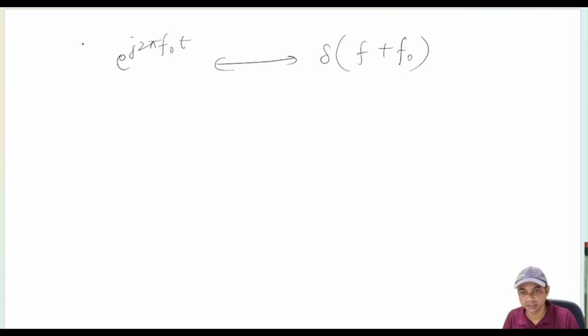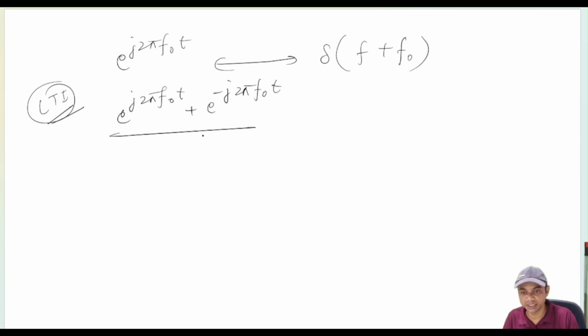Similarly, for e to the power j 2 pi f naught t, the Fourier transform is delta f plus f naught. Since it follows our LTI property, we can add both the signals and divide by 2. Then what will we get? e to the power j 2 pi f naught t plus e to the power minus j 2 pi f naught t, divided by 2.